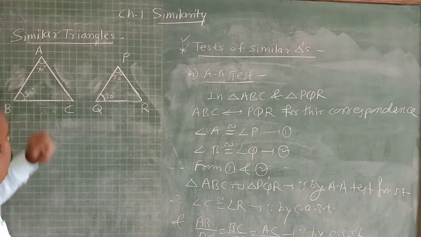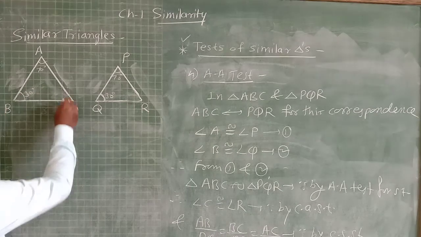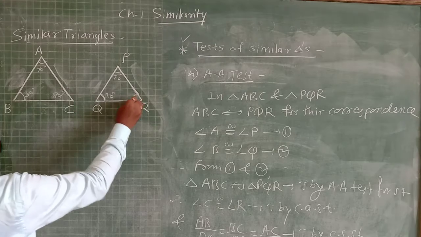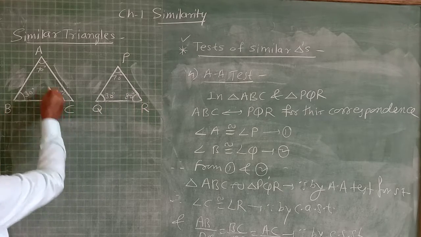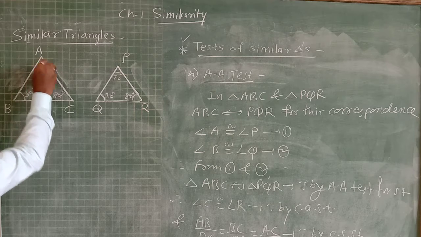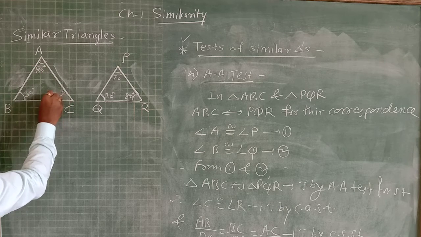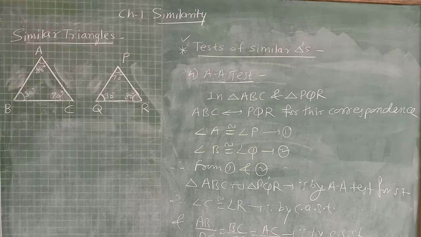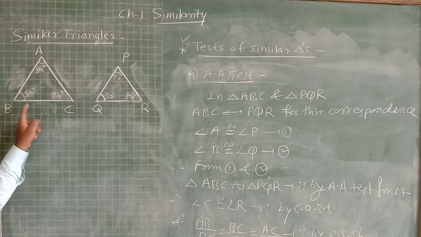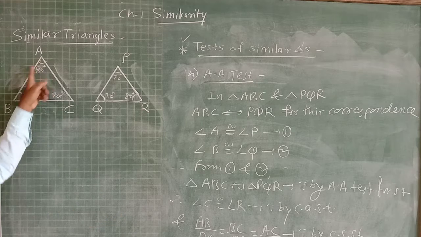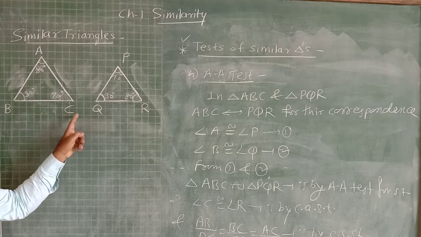Suppose instead of this 70 and 30, we take 80 here and 70 here. What will happen? Now, how to write the correspondence? First of all, write as usual. You are writing anticlockwise.